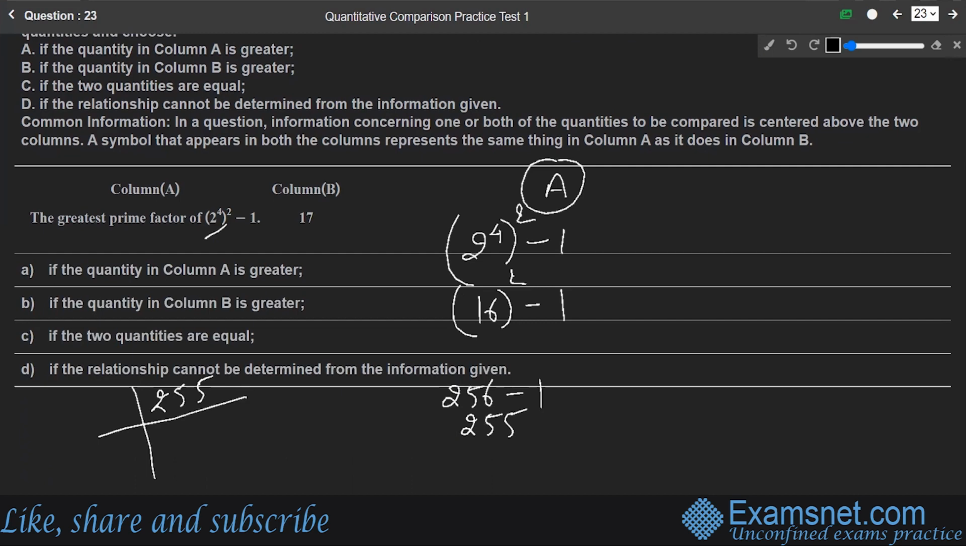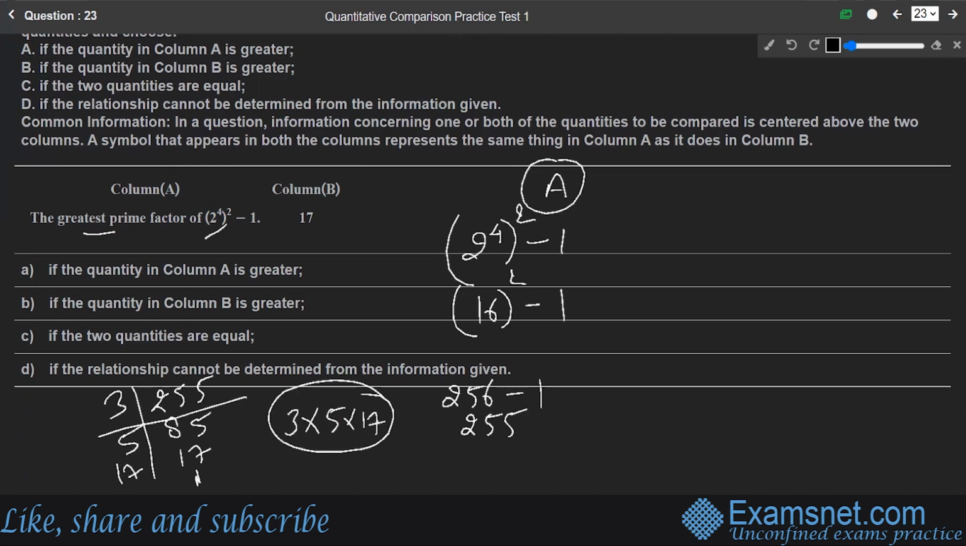2 cannot cut. Let us try with 3. Yes, 3 can cut it. 3 8s are 24. Okay, 3 8s are 24. 1 3 5s are 15, 85. Then we can cut it by 5, which comes out to be 17, and then we can cut it by 17, which comes out to be 1. So the prime factors are 3, 5 and 17. These are the three factors of 255.